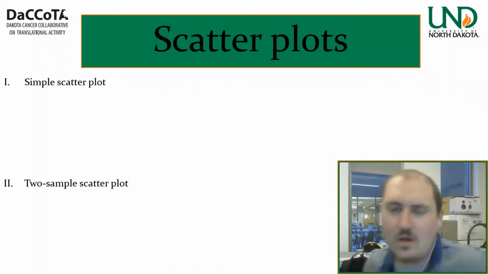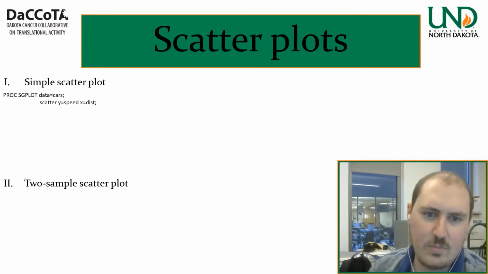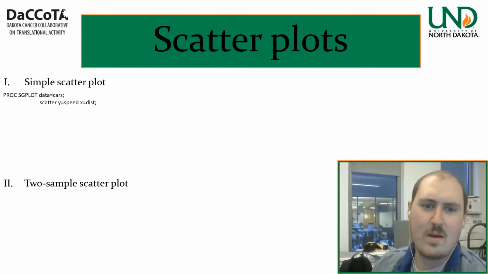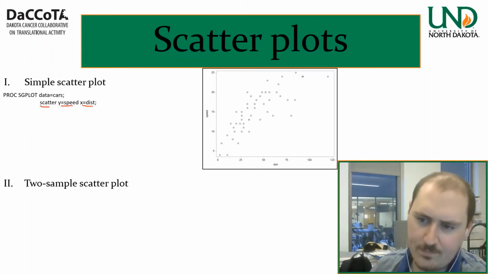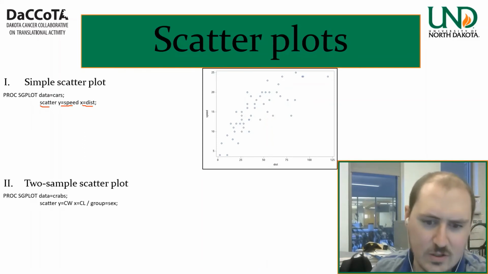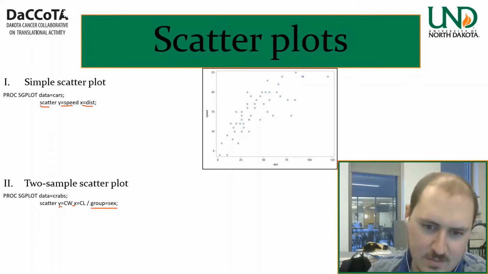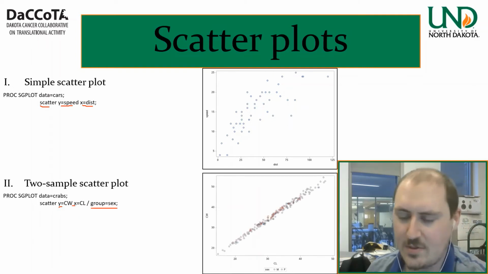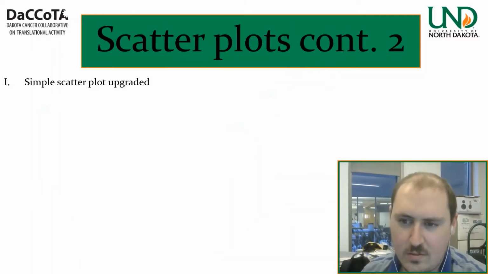Okay, we are on to the scatter plots. Simple scatter plots will be indeed quite simple. All we'll need to do is scatter, set a Y and set an X, and boom, there you have it. If you want two-way, not much harder. Y, X, then an optional grouping by something like sex here for these crabs. And again, boom, not too hard at all.